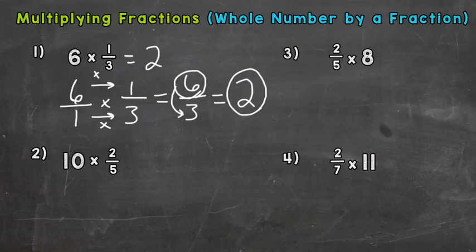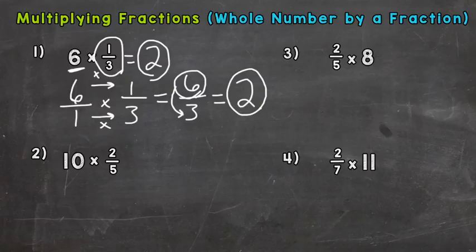So we started with 6 times 1/3, and we ended up with an answer of 2. Now normally when you multiply whole numbers, your answer is going to be greater than the numbers you started with. But since we multiplied by a number or a fraction less than 1 whole, our answer actually got smaller in value than the 6 that we started with. So even though we multiplied, our answer got smaller than what we started with because we multiplied by a number that was less than 1 whole.